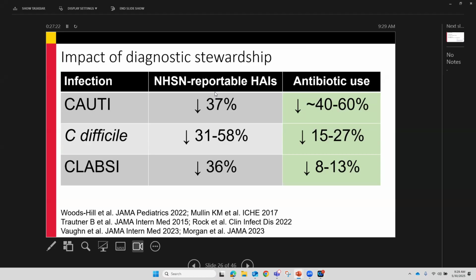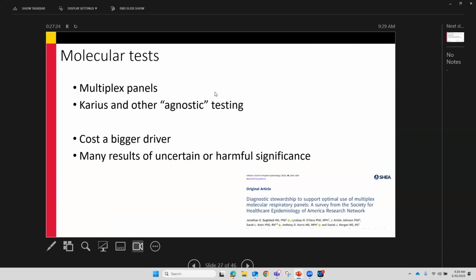I'll say a little bit about molecular tests, just because I feel like those are increasing, and they're somewhat different from these more common tests that we look at. And by this I mean multiplex panels like the respiratory viral panel or a GI panel, or these more complex tests like Karius, which is metagenomic sequencing, or things that have been called agnostic testing. So the idea that you don't need to look for something, you just order it and it will tell you everything that you need to know.